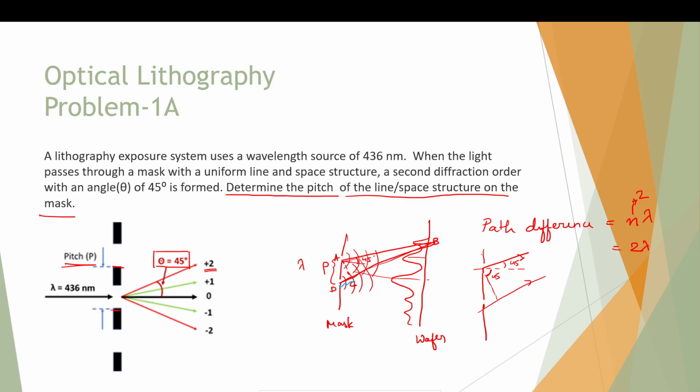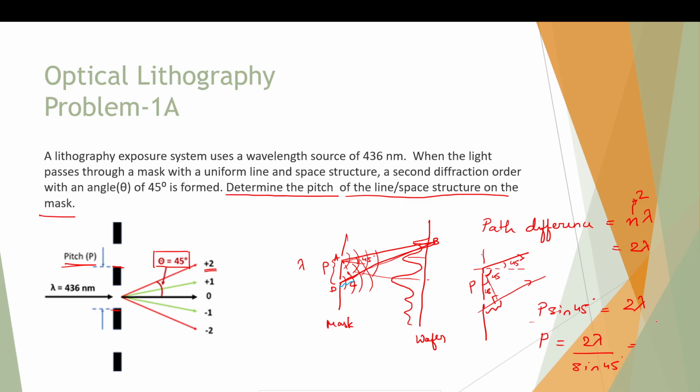This is the mask, so this will also be 45 degree. This is 45, this is P, and this is 90 degree. So this CD will be nothing but P sin theta, that is P sin 45 degree. So P sin theta is equal to 2 lambda. From this we can simply get P to be 2 lambda by sin 45 degree.